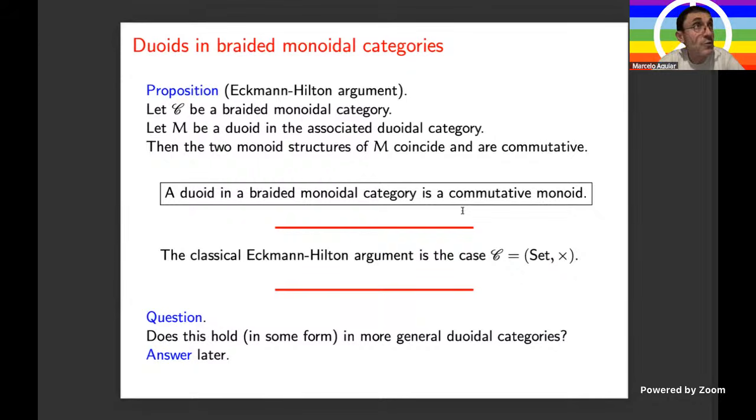Anyway, so I shouldn't say that this comes from my work with Mahajan, because without the language of duoidal categories, this is a well-known fact. Okay. All right. So that's that. And of course, this generalizes the classical Eckmann-Hilton argument, which is the special case in which C is the category of sets under Cartesian product.